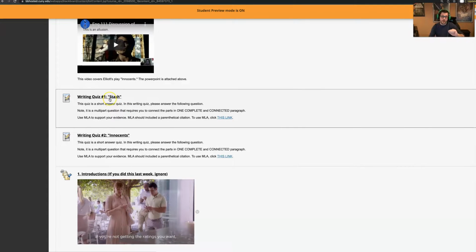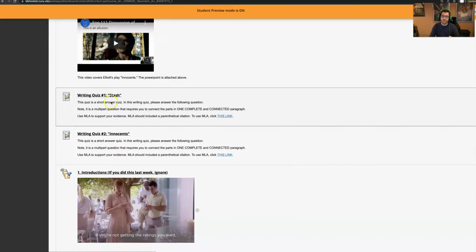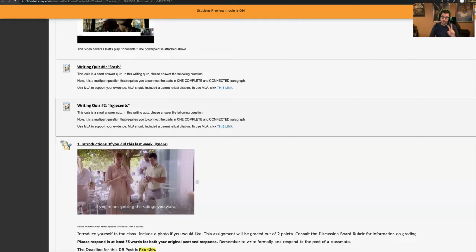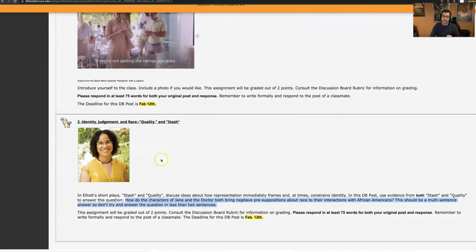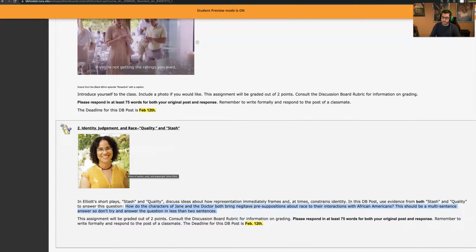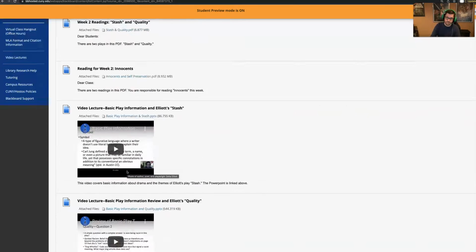Then you're able to do the writing quiz number 1 on the play Stash. Then you're able to do the writing quiz 2 on the play Innocence, and then you'll be able to complete the discussion board post assignment.